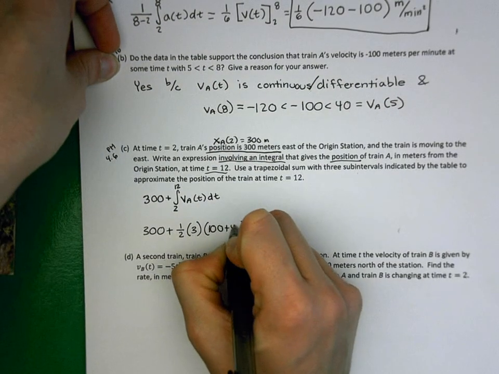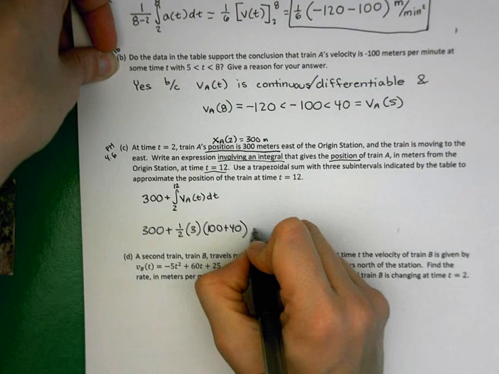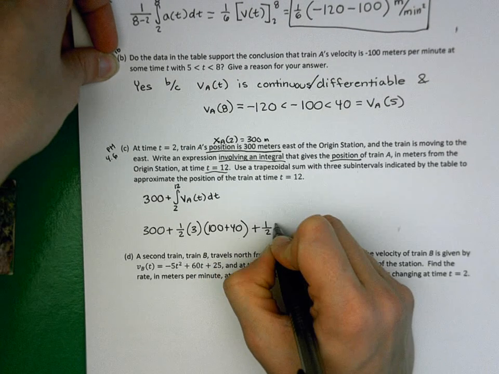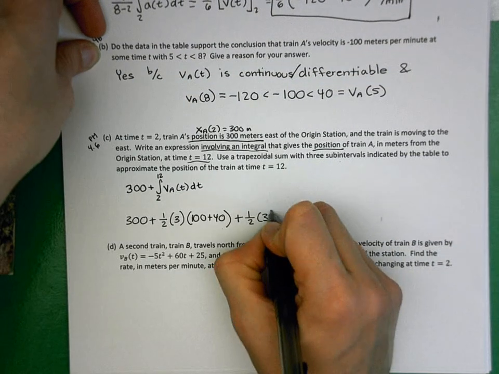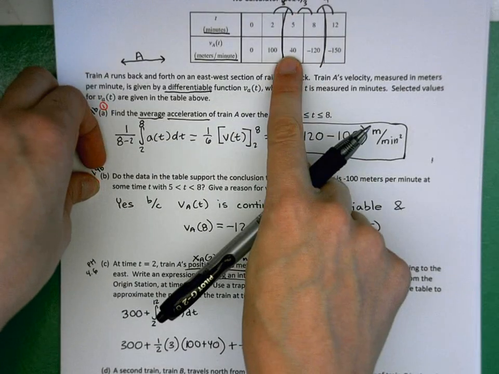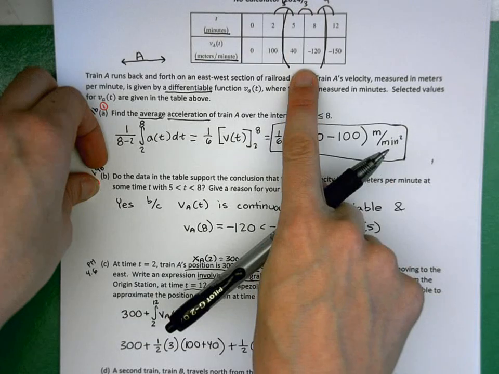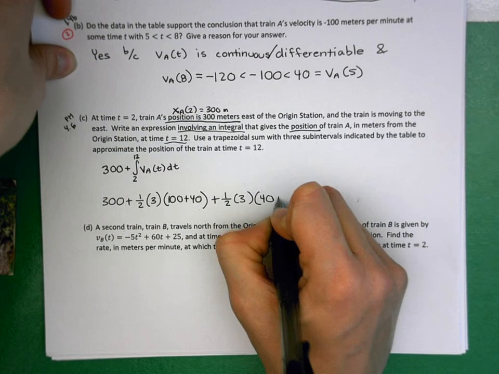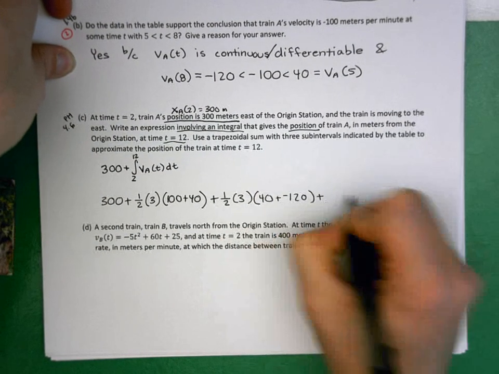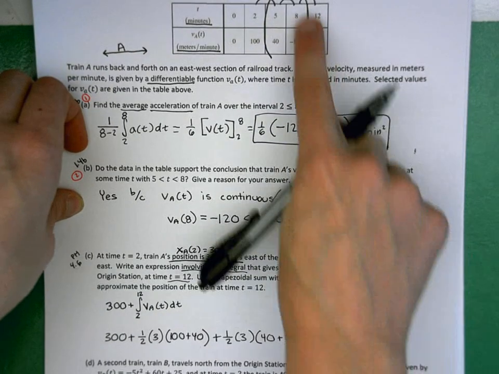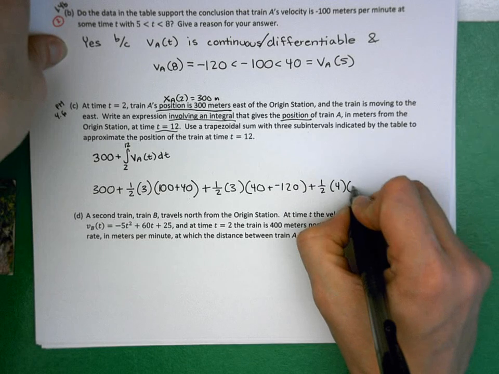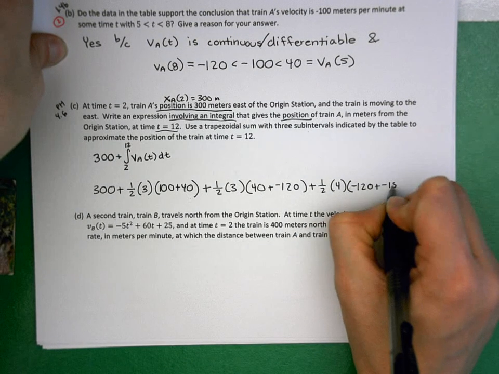And then you repeat that process for the other 2 subintervals. 1/2, the change, which is again 3, and then not the left, not the right, but both. Not the 40, not the negative 120, but both of them: 40 and negative 120. And last one, 1/2. Change for this one is 4. And then not the negative 120, not the negative 150, but both the negative 120 and the negative 150. Okay?